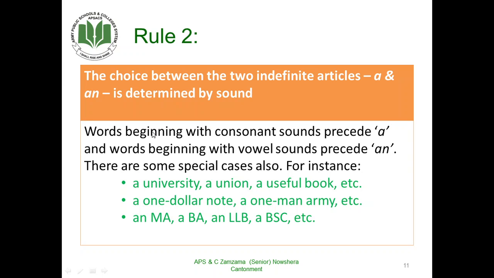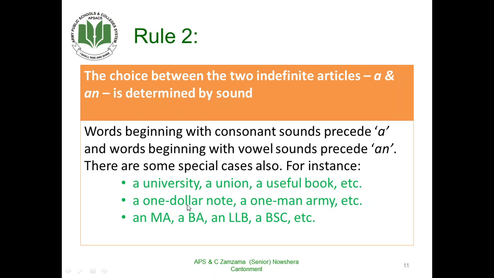Okay, for example, words beginning with consonant sounds take "a", and words beginning with vowel sounds take "an". You all know about it; it is just for the recall of your previous concepts. There are some special cases as well. For instance, "a university". Here we are going to focus on the sound, not on the vowel, on the first letter of the word. Here it is a vowel, but we are going to say "a university", "a union", "a useful book", etc.